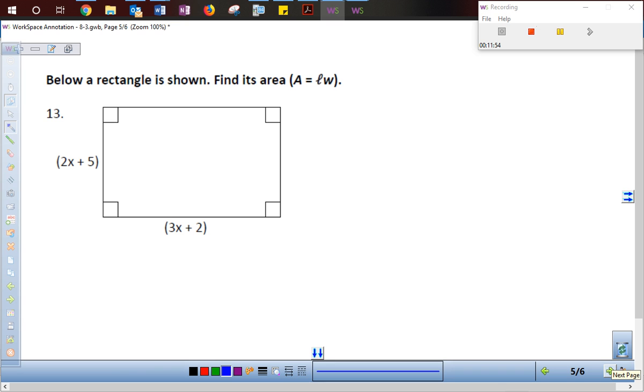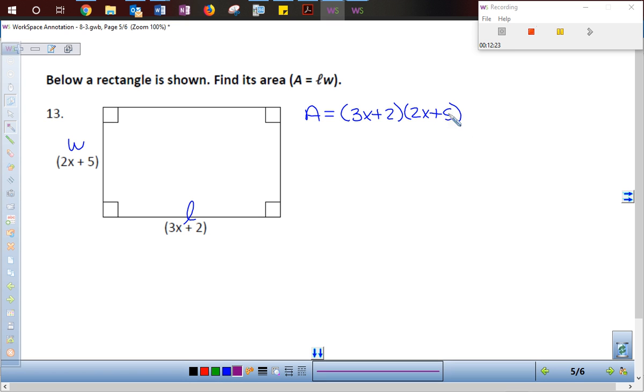Now let's use our knowledge to find the area of this rectangle. I've given you the formula, which we should have remembered from last class, as length times width. So I need to substitute the given length and the width into my formula. I'm going to say that my length is 3x plus 2 and my width is 2x plus 5. So I can say that area equals 3x plus 2 times the quantity of 2x plus 5.